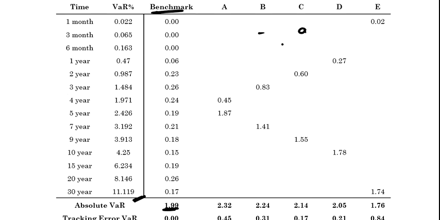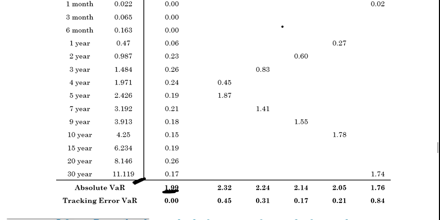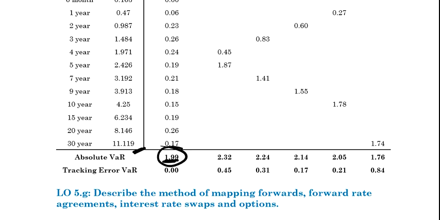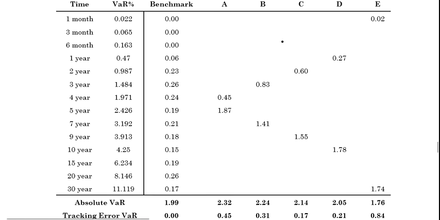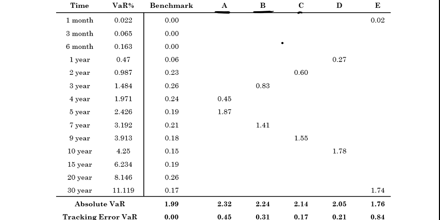So what is the total VAR of the benchmark? The total VAR of the benchmark is equal to 1.99. Clear? Now we need to find out the VAR for our portfolio. Similarly, the amount invested in the 4-year bond is 23, and here we have 77. So 23 will be multiplied with 1.484% and 77 will be multiplied with 2.426%. So you will get the VAR for both the maturities. So this is the VAR of the A portfolio. Similarly, you will be able to calculate the VAR for each of the 5 portfolios.